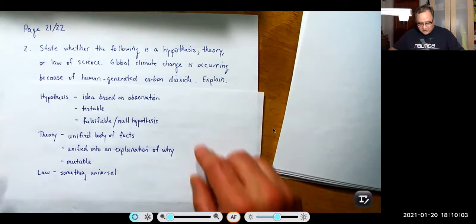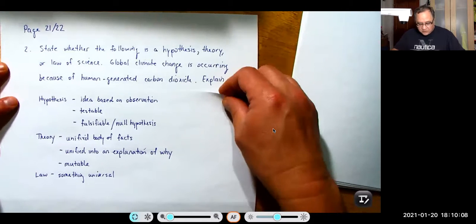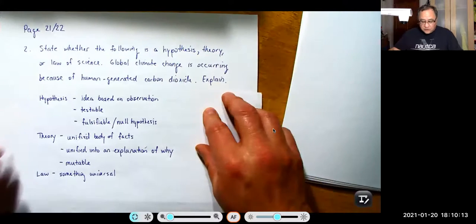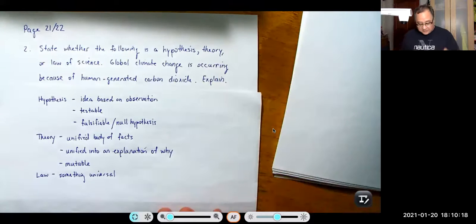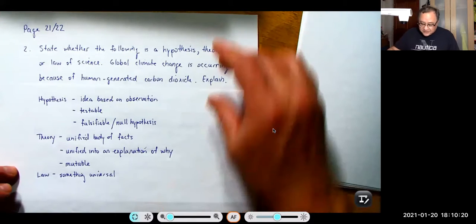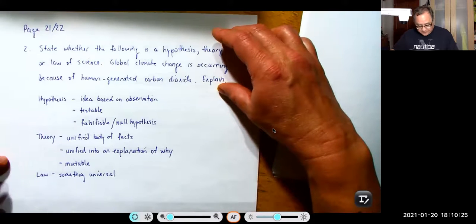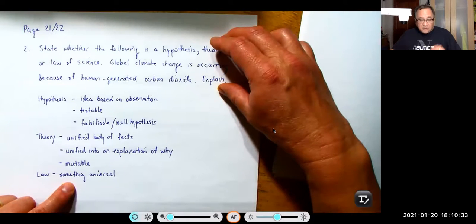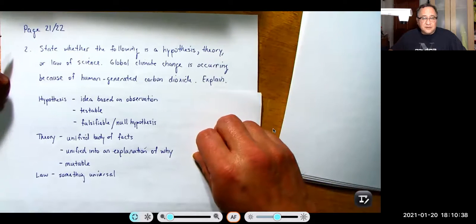And so for these reasons, hypotheses are pretty simple, they're testable, and this is not testable. This is a unified body of facts into an idea of why, or an explanation. And this theory is changing as time goes on. It's being refined. And it doesn't seem to be a law. It doesn't seem to be universal. I would call this a theory. Are there any questions about number 2? Okay, there being none.